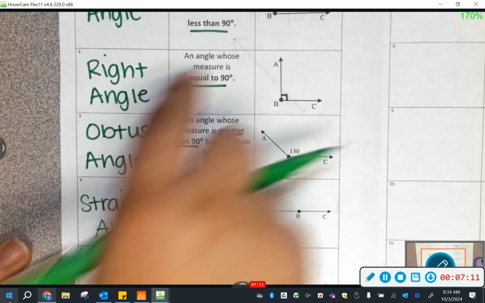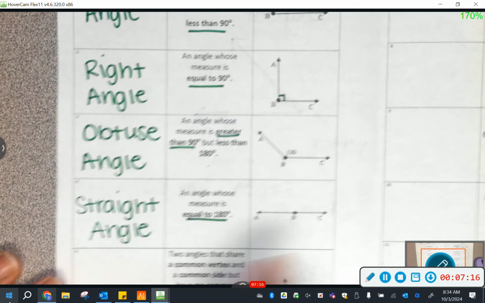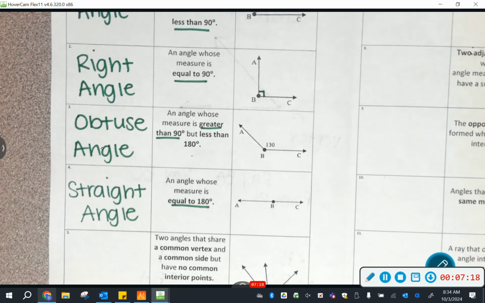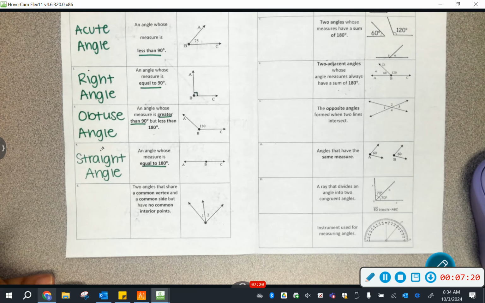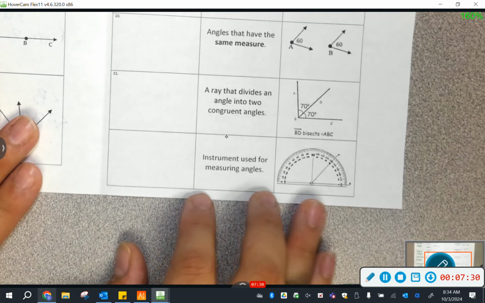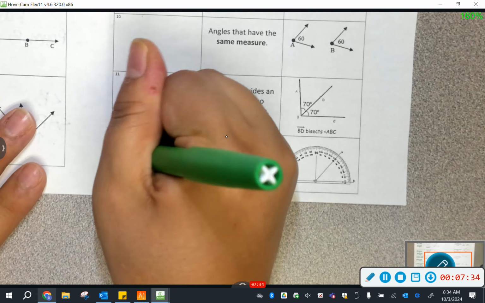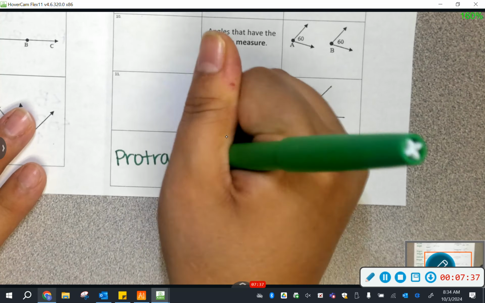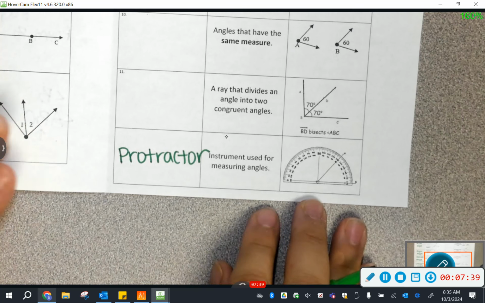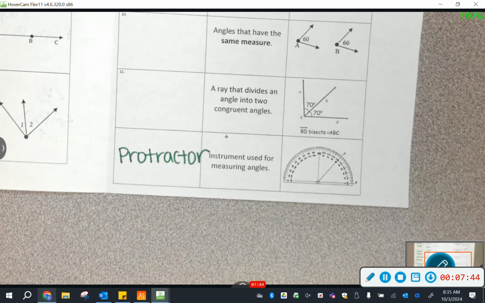So maybe out of all of these, this one was new to y'all. Is this one new to y'all? Okay. So a straight angle. There's one more thing on this paper that I feel like you've already learned. Do y'all see something that you recognize? Something that's not new? The last one. An instrument that is used to measure angles. What is this called? Protractor. A protractor. So that shouldn't be new to you.